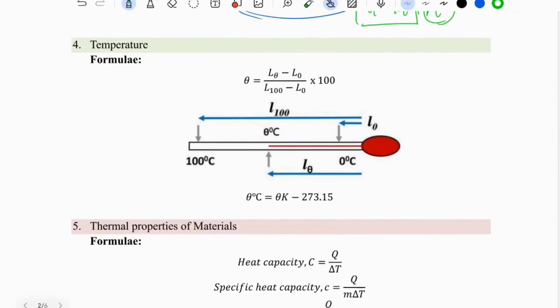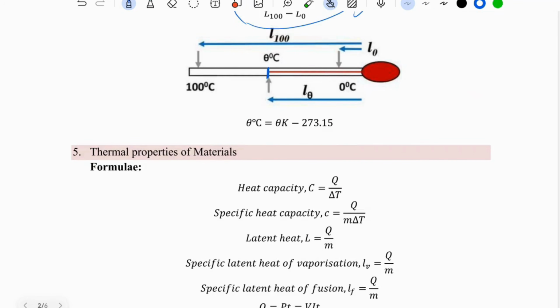Let's move on to chapter 4. Chapter 4 is just very little formula. It's called temperature. We have the first formula here. This one, in case they give you a thermometer and they give you some lengths and they ask you to find what is the temperature at probably this point, you have to know this formula to calculate it. Okay.